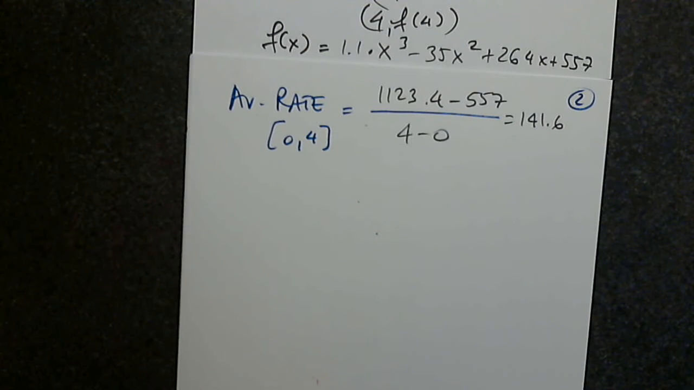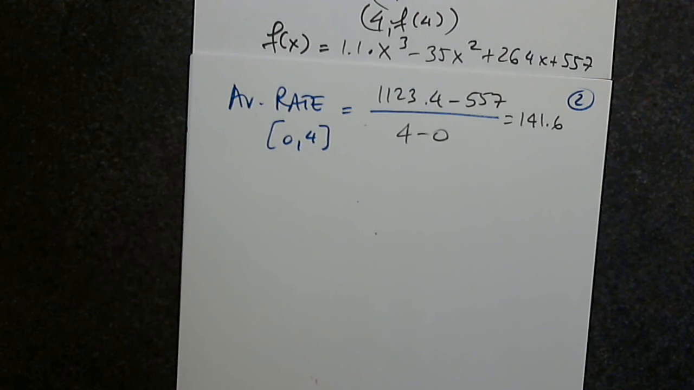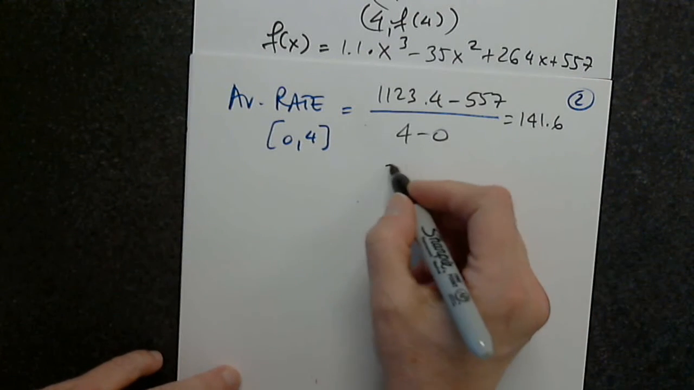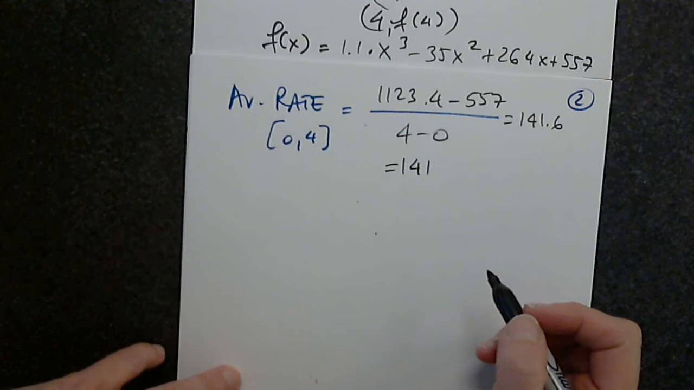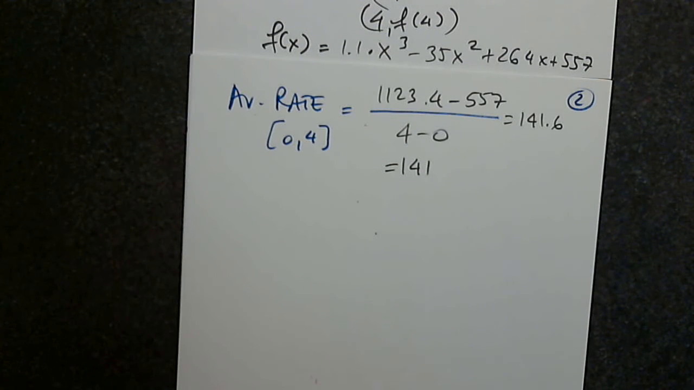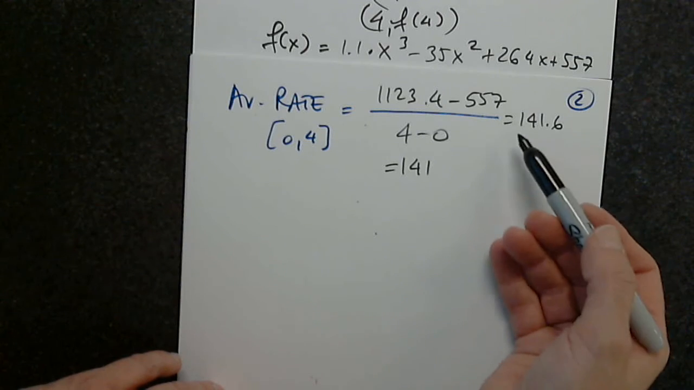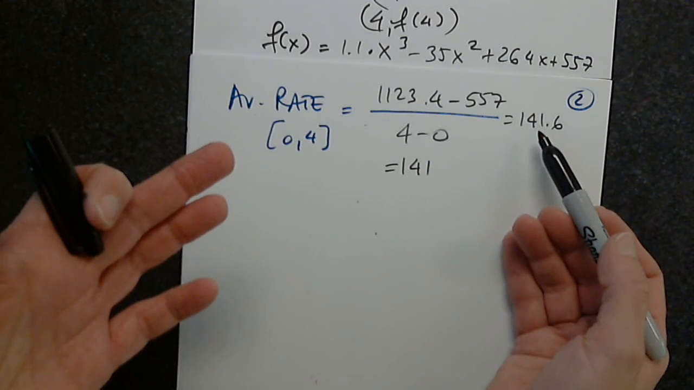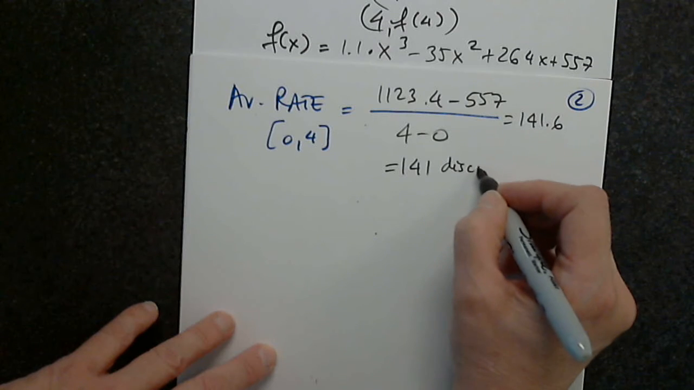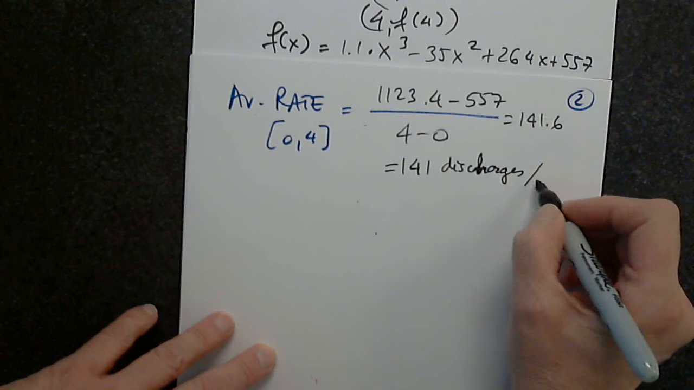141.6 doesn't mean anything. Since it's number of discharges, this should not count. Even if I have 0.6, I don't have a discharge, right? So obviously I will consider 141. You could say, but it's a function, it will give you an approximation. That's true too. But if you want to be exact, I will say 141, because the 0.6 is not going to give me another one. There is no way I could say 142. Discharges per year.